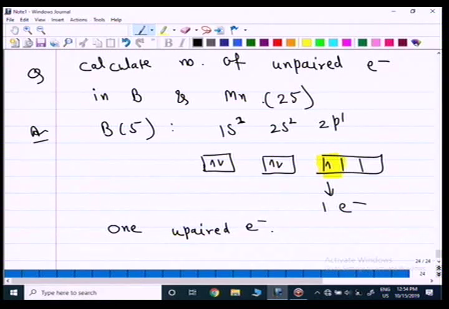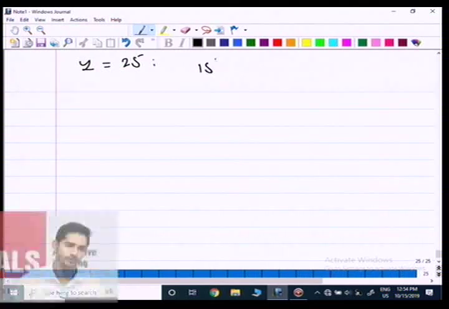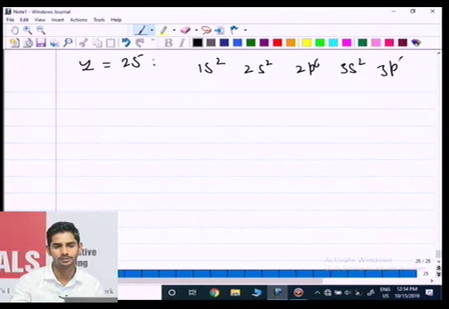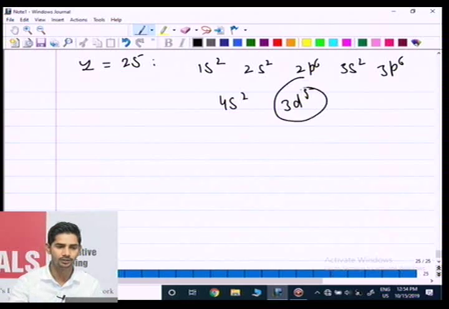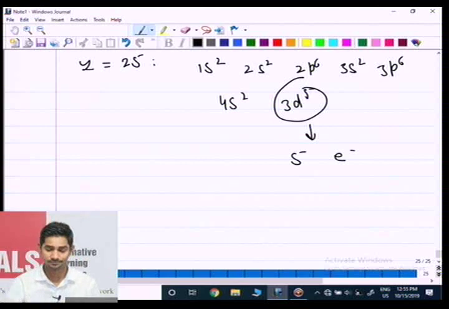Okay, let's start. Atomic number 25. Configuration will be 1s2, 2s2, 2p6, 3s2, 3p6, 4s2, 3d5. So all the orbitals are fully filled except 3d5. So there are 5 unpaired electrons. So I have got your answer as well. Congratulations to all of those who have got the right answer. This is a high five to all of you.